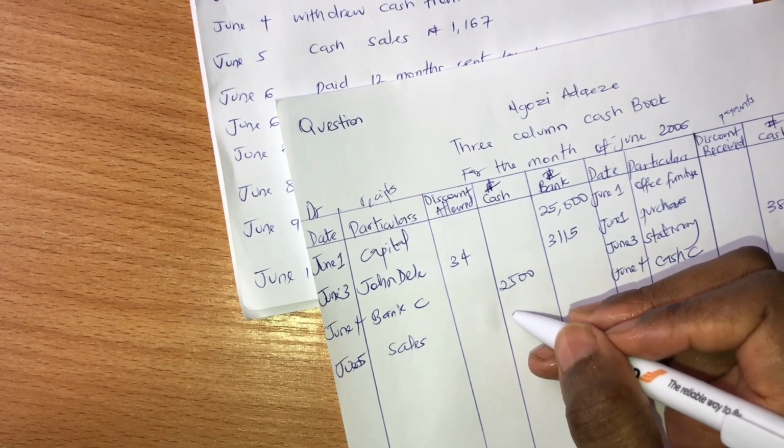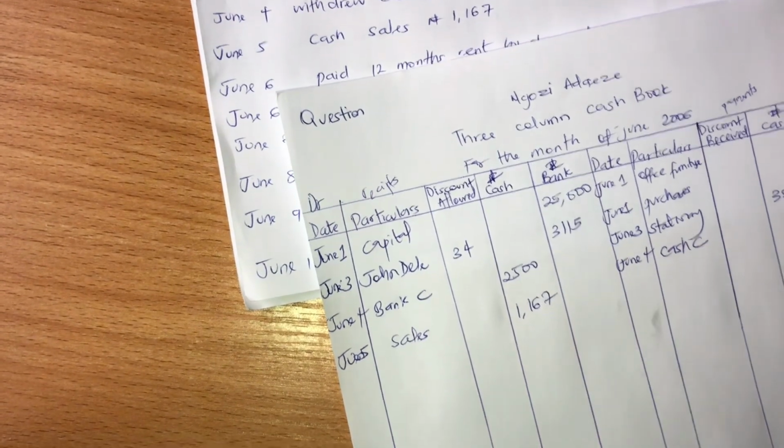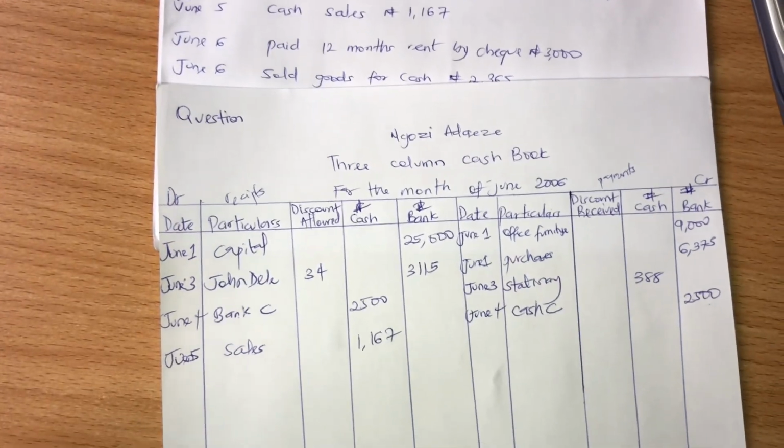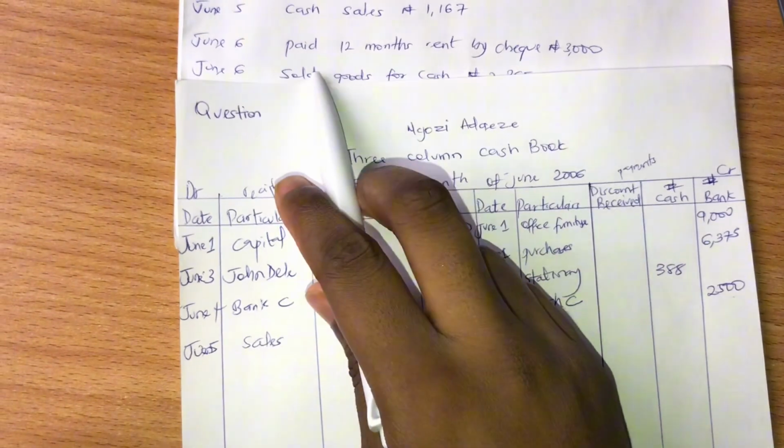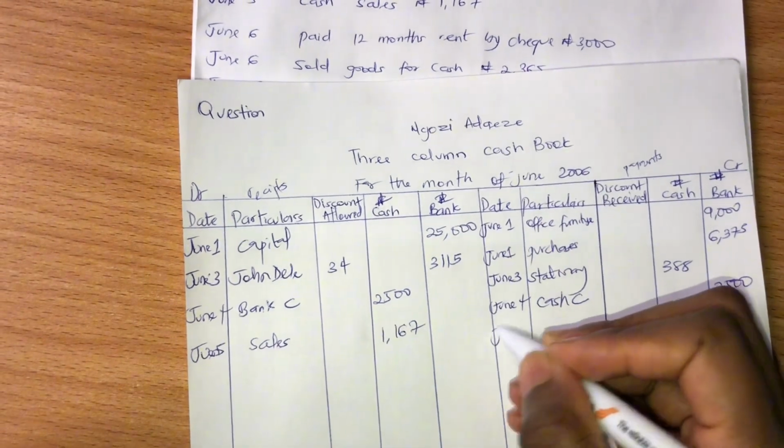It's going to be on the debit side of cash, 1,167. The next transaction is on June 6th. It said paid 12 months rent by check, so it's a payment. It's going to be on the credit side.